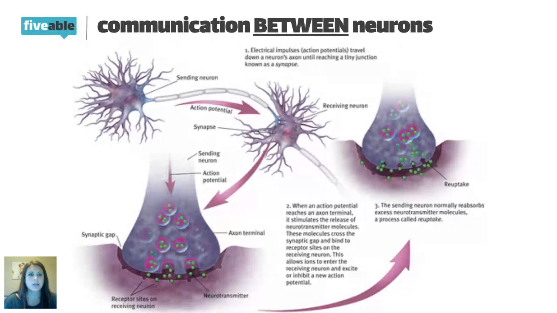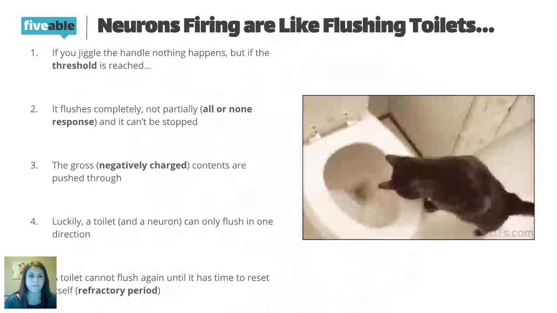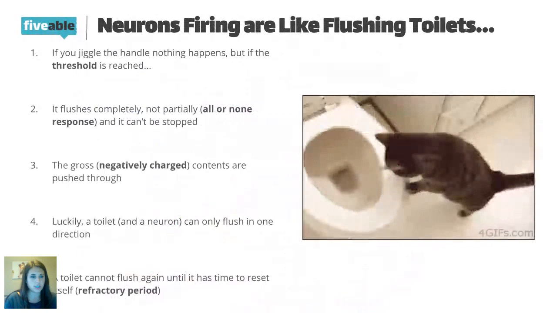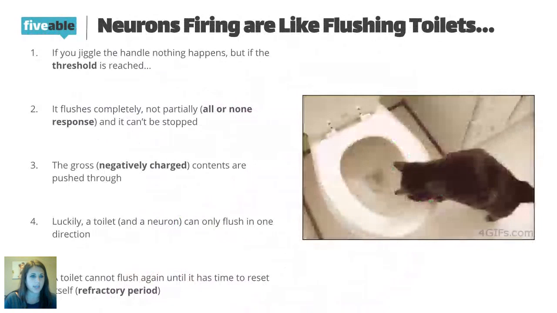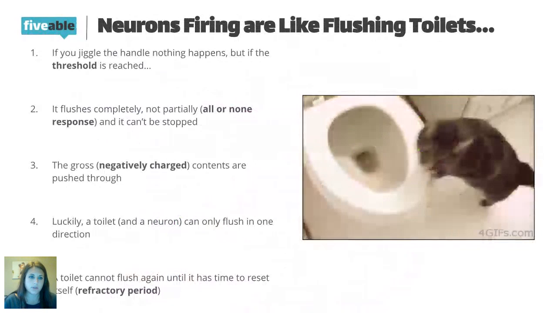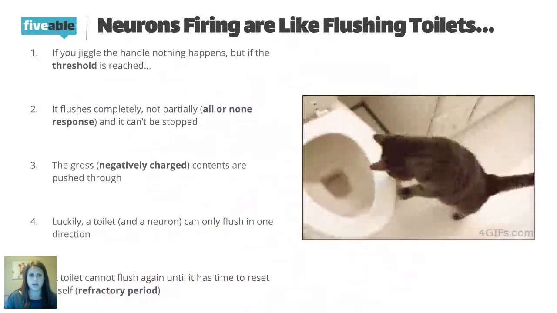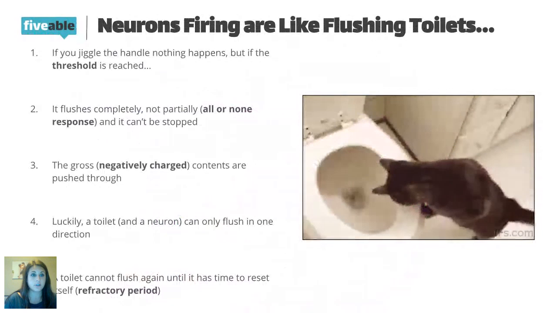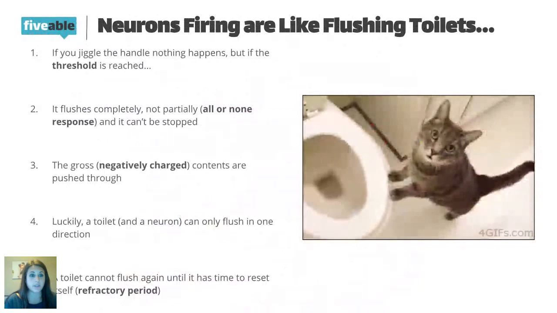Specifically then, I like this analogy of neurons firing are like flushing toilets. You might not think so, but after we look at this analogy, it's going to make sense, and it's going to really help you remember all of the parts of how a neuron fires. So first, if you think about a toilet and you just jiggle the handle, you don't push it all the way around, but you just shake the handle, nothing happens, right? Your toilet's not going to flush. It just sits there. It does nothing. Just like a neuron, if you don't give it enough to reach that threshold, nothing happens.